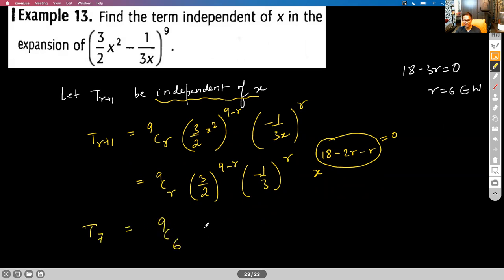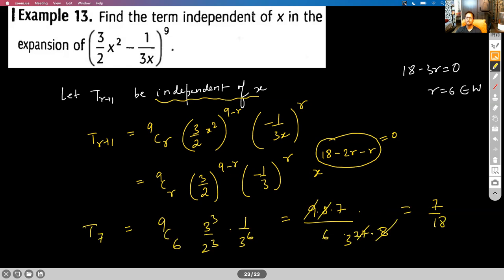And that term is 9C6, 3 by 2 to the power of 3, minus 1 by 3 to the power of 6. 9C6 is 9 into 8 into 7 by 3 factorial, which is 6. Why did I write a 3 here? It should be 6, no? Yes. So this will be 3 to the power 3, which is 27. And we'll also have an 8. Correct. So 8 gone. 7 by 18, dear students. Is this what you are getting? Tell me. 7 by 18. Those who said yes or those who said done, 7 by 18. Is this what you're getting?